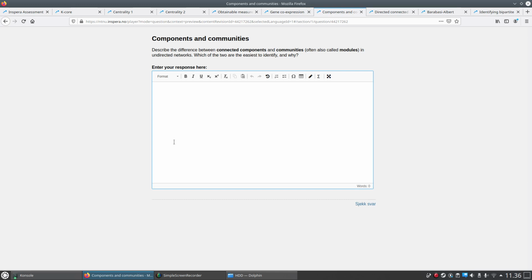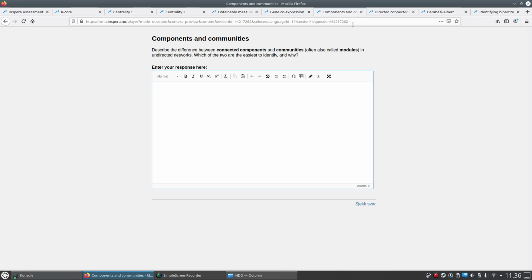Okay, next question. The next question is on the topic of components versus communities. The question is, what's the difference between the terms connected components and communities, which are also sometimes called modules, in an undirected network? And which of the two is easiest to identify, and why?